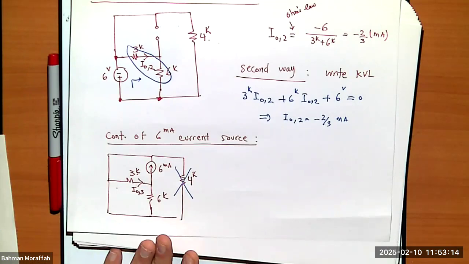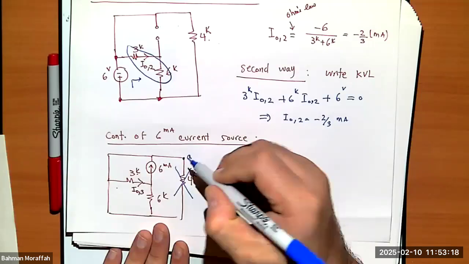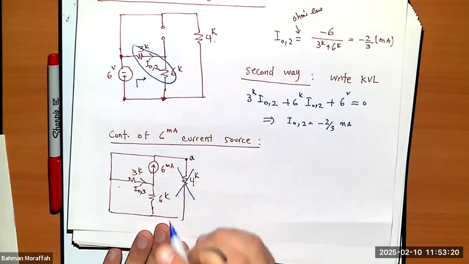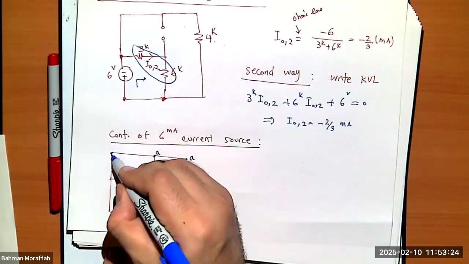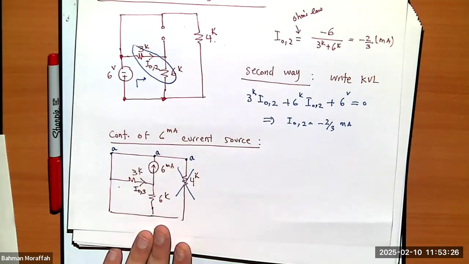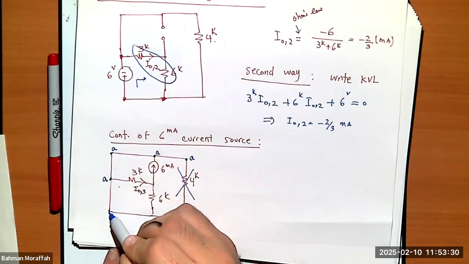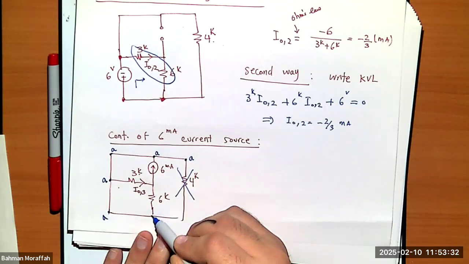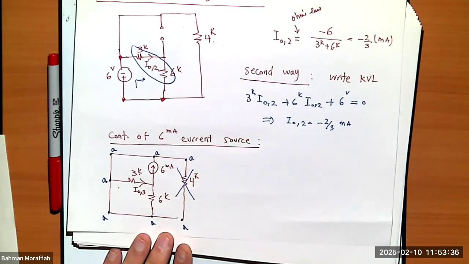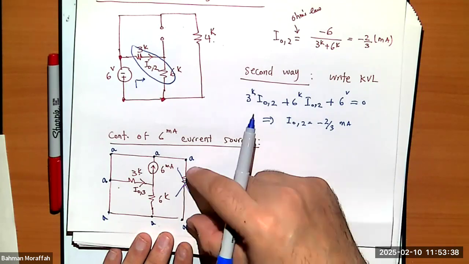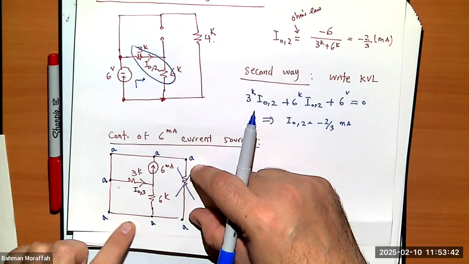Why? Because let's just call this A. Do you agree this is A as well? Do you agree this is A as well? How about this guy? This is also A. How about this? What does that tell me? It tells me this 4K resistor is in parallel with a wire.